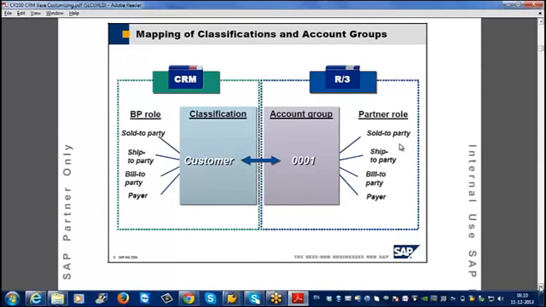Suppose I am creating a customer with a BP role sold-to party. It picks up classification as customer. I create the same or some other business partner with a role ship-to party. Still the system picks up customer as classification. Same for bill-to party and payer. For all these four roles, the classification is the same, customer. Clear? Yeah, clear. And then I am saying for customer classification, account group 0001 is there in the R3 system. So whoever is coming from the CRM system with a classification customer will be created in the R3 system by choosing the account group 0001.